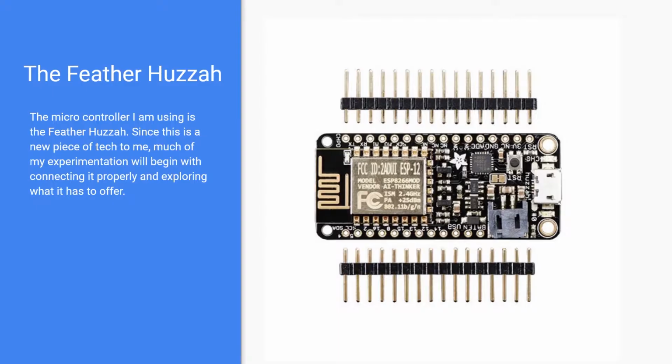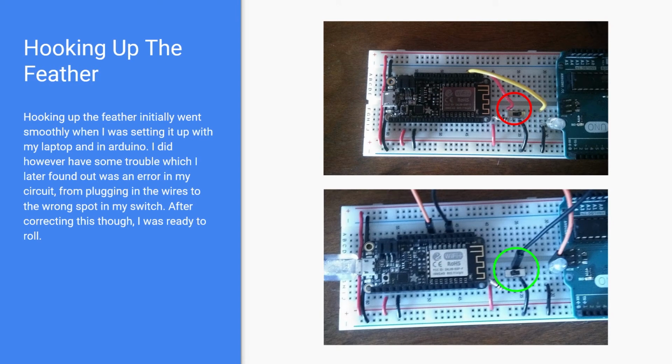that's interesting. For this project I used the Feather Huzzah, which is a microcontroller, and it's a very new piece of tech to me, so a lot of my experimentation began with connecting it properly and exploring what it had to offer. To begin with hooking up the Feather, I used the basic code that was given in the first tutorial, and I hooked it up to my breadboard with an LED.